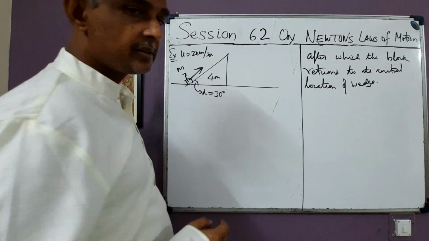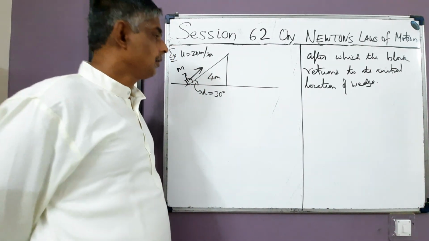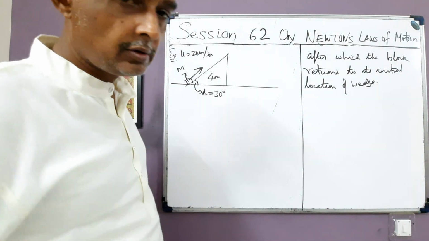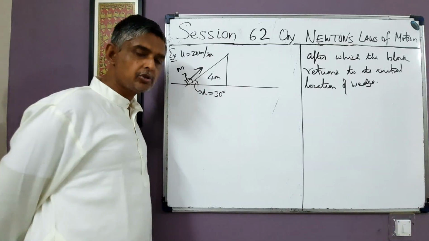g we will take to be 10 meter per second square. Okay. And there is no friction anywhere. Fine. There is no friction anywhere. Alright. And the wedge and block are assumed to be rigid bodies.